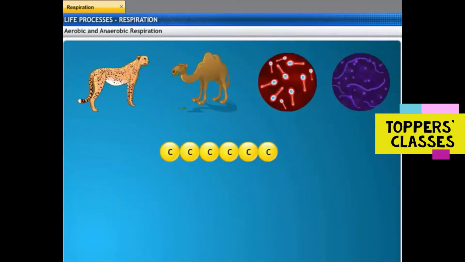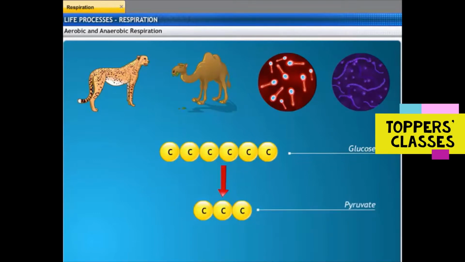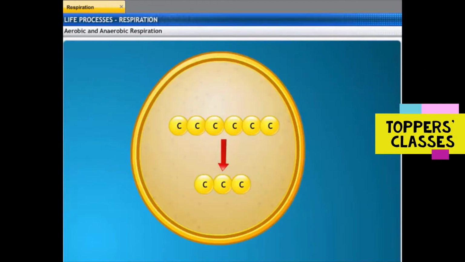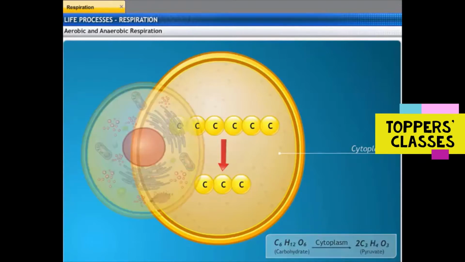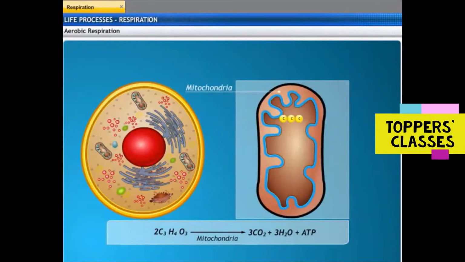In both aerobic and anaerobic organisms, when respiration takes place, a glucose molecule that contains 6 carbon atoms is broken down into a molecule that contains 3 carbon atoms. This new molecule is called a pyruvate. This entire process takes place in the cytoplasm of the organism. In aerobic organisms, the pyruvate molecule is further broken down in the mitochondria of a cell.